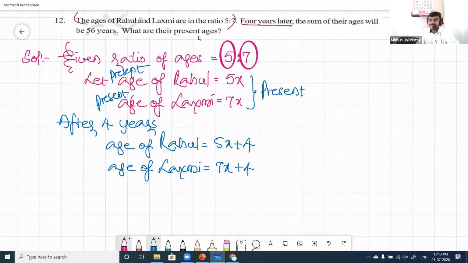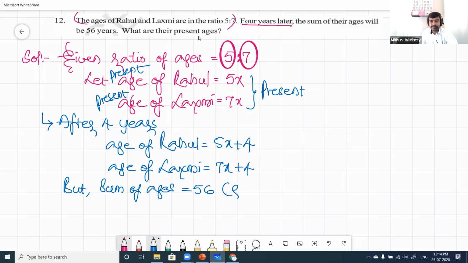But something is given. The sum of their ages will be 56 years. When? After 4 years. After 4 years, their sum of ages will be 56. Here I will write that. But after 4 years, I do not write after 4 years because that's already there. But sum of ages, because already we are in after 4 years. Sum of ages is equal to 56.